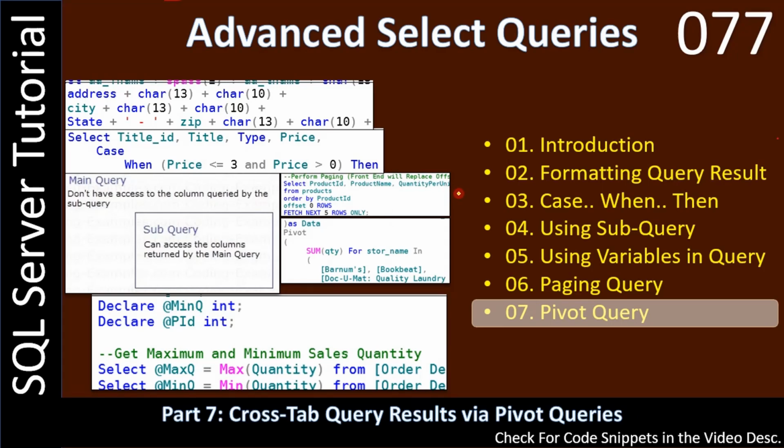Hello friends, welcome to SQL Server tutorial. You are watching advanced select query series. Now we are at the final part of the video, pivot query. So here in this video we will see how to achieve CrossTab query result via pivot queries. Do not worry about what is CrossTab query or CrossTab result. Once you finish with the video, you will come to know what is meant by CrossTab query result.